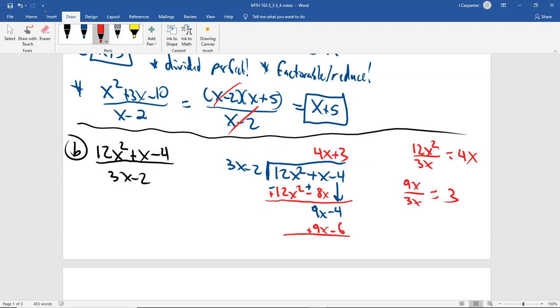Then we draw the line. We switch these signs, so these become a minus 9x and a plus 6. 9x minus 9x cancels. Negative 4 plus 6 is positive 2. There's nothing else to bring down, so that is our remainder. The 4x plus the 3 is the quotient.